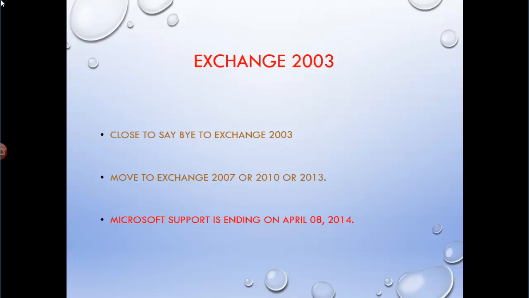And we all are aware that Microsoft is ending support on April 8, 2014. So the best option has been to move to Exchange 2010 and then move to 2013 if you want to utilize the features of Exchange 2013. Otherwise, the other options are to use third-party software to migrate from Exchange 2003 directly to Exchange 2013. If you still have some questions about 2003, you can come back to me later.